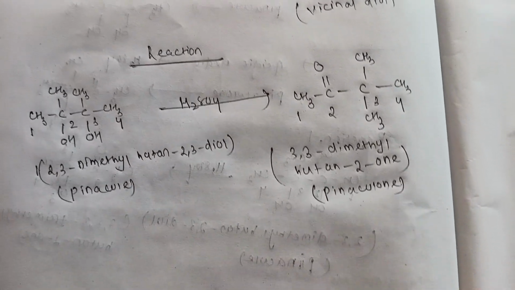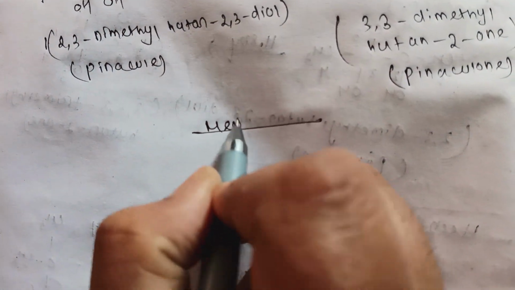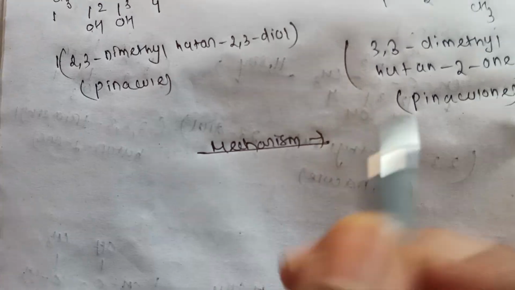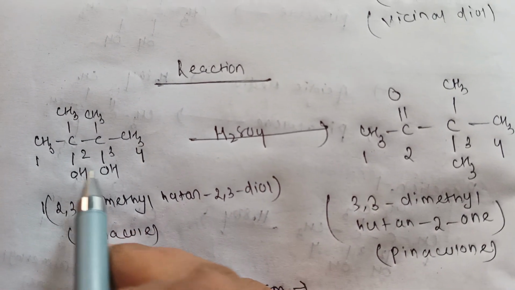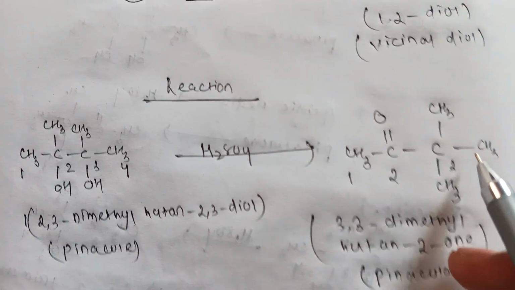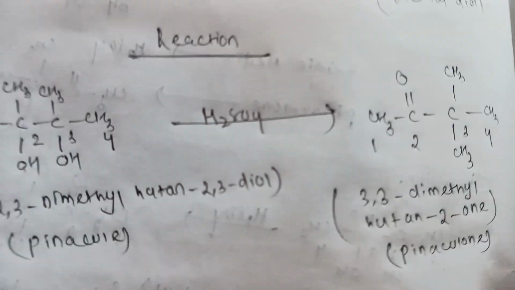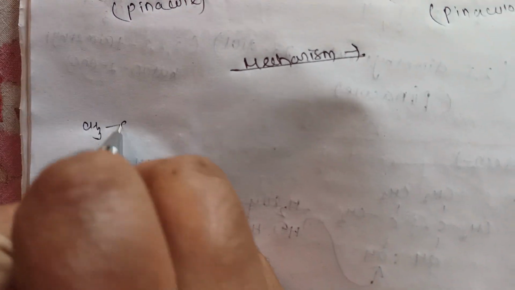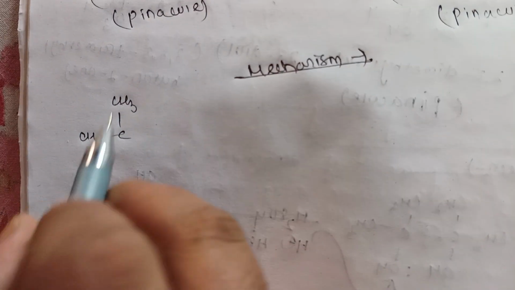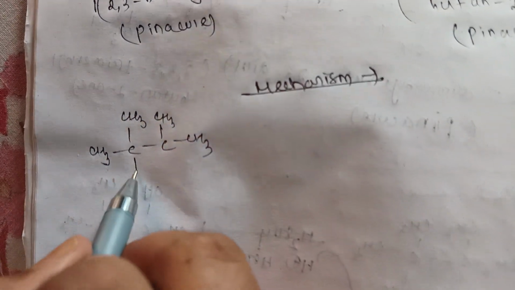Get it? Now we'll shift toward the mechanism, the most interesting part of this reaction. Mechanism. Here you can see that I have two OH groups, yet in the formed product the third carbon has 3 CH3 groups. So how is it possible? Due to rearrangement, due to shifting. So we will see this in the mechanism. At first we take pinacole, CH3 C, CH3 C, CH3, and here CH3, diol.